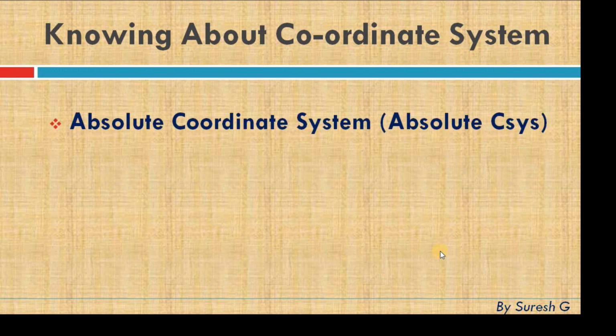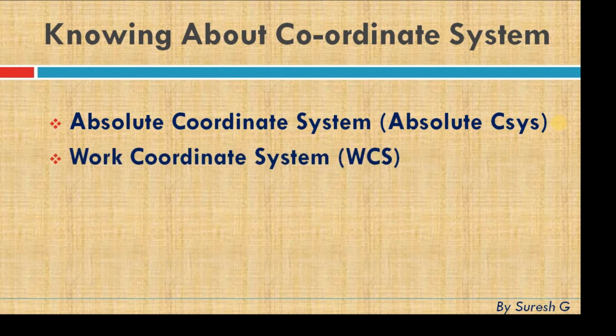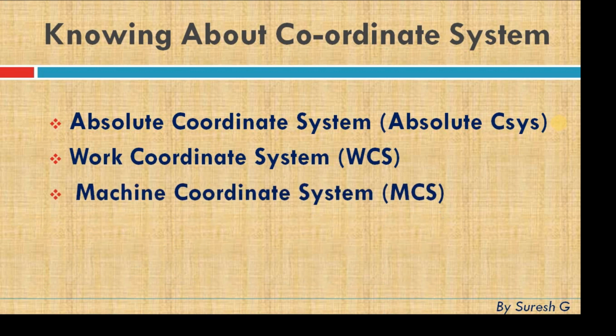Let's see about the coordinate system now. The absolute coordinate system will help us to create the model from the 0, 0, 0 position. The work coordinate system means, suppose we are creating an assembly file and sub-assembly files. The sub-assembly file may be located at a distance of 100 from 0, 0, so we need to assemble the model from the 0, 0, 0 position to that 100 position. To do that, this WCS will also help.